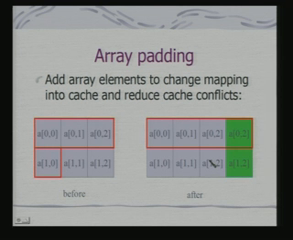Otherwise, what would have happened? I would have got the data over here and then there would be a conflict and I need to come here and do the job. So, for each row, I would have required extra accesses, which would lead to a larger number of cache conflicts. Now, since I am padding an array element, I am reducing the cache conflicts corresponding to the array access. So, add array elements to change the mapping into the cache and reduce the cache conflicts.